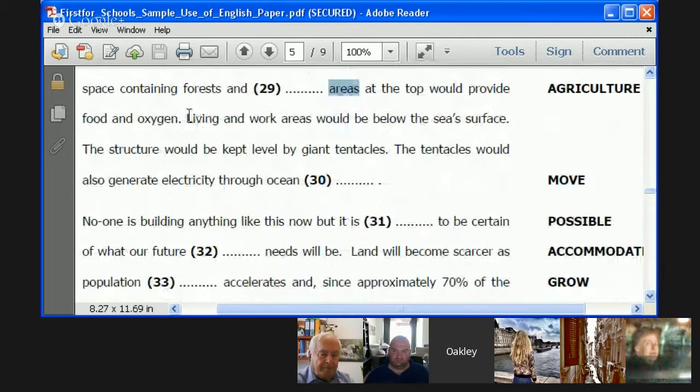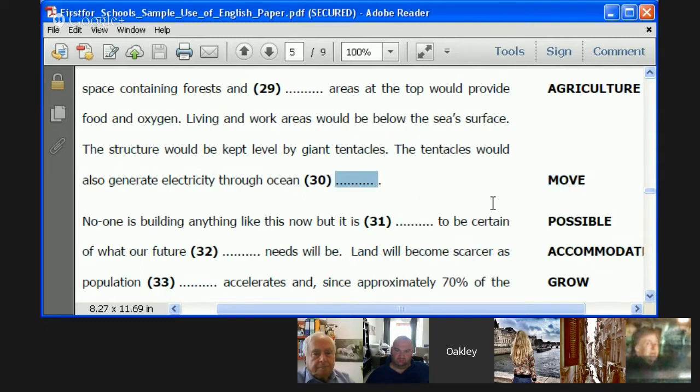Senia, back to you. Living and work areas would be below the surface. The structure would be kept level by giant tentacles. The tentacles would also generate electricity through ocean movement. Very good. Again, this is through here is a preposition, so another prepositional phrase. Ocean, although it's a noun, is acting as an adjective here. Very good. Yeah. Movement. Movement or movements in plural.